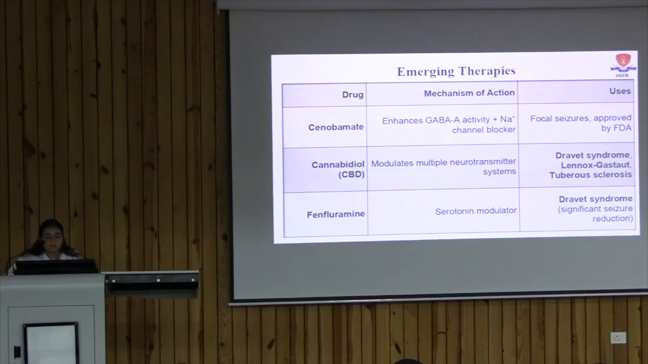Here are some emerging therapies. Cenobamate enhances the GABA-A activity and is also a sodium channel blocker, which is used in focal seizures and is approved by FDA. Cannabidiol, which modulates multiple neurotransmitter systems, can be used in Dravet syndrome, Lennox-Gastaut syndrome, and tuberous sclerosis. Fenfluramine, which is a serotonin modulator, can be used in Dravet syndrome as it significantly reduces seizures.